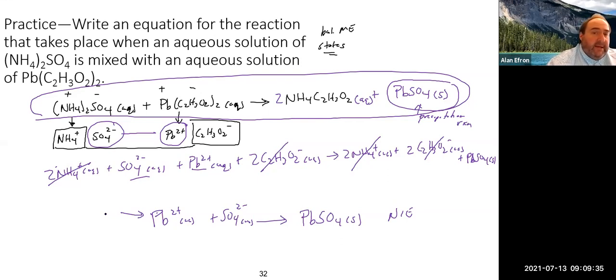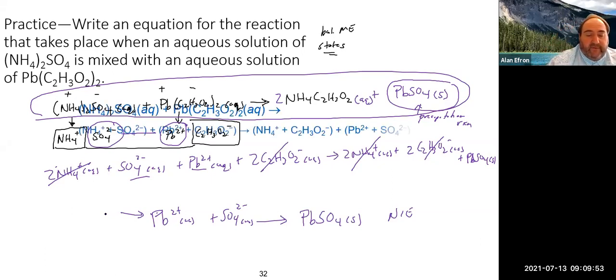So again, this type of reaction is a precipitation reaction, which is a way to classify it. You could also classify it technically as a double displacement reaction. Double displacement reaction is sort of the big umbrella under which precipitation reactions fall.